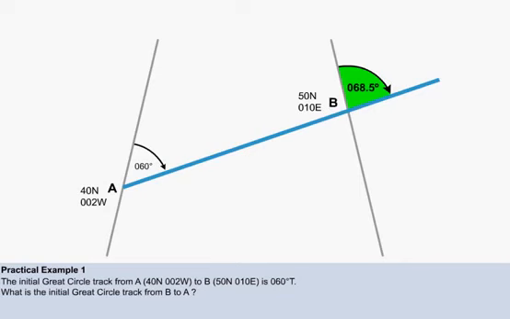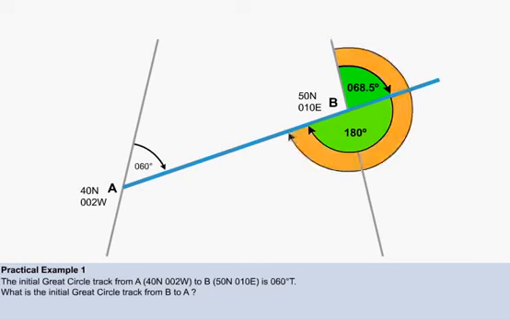If the track angle onwards at B is 068.5, then the track angle from B back to A, measured at position B, will be the reciprocal. You add 180 degrees. This makes the initial great circle track from B to A 248.5 degrees true.